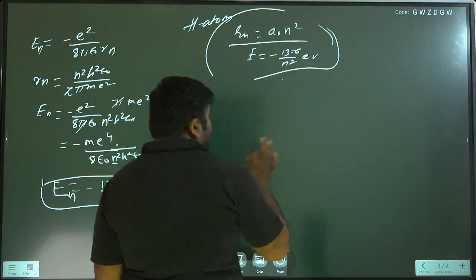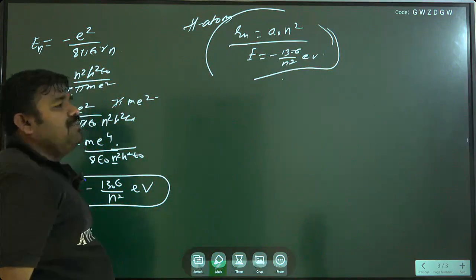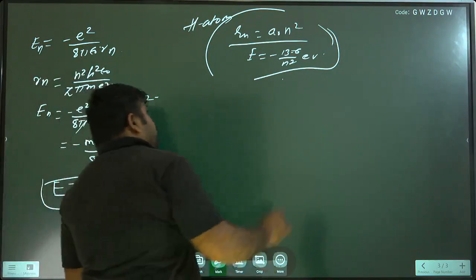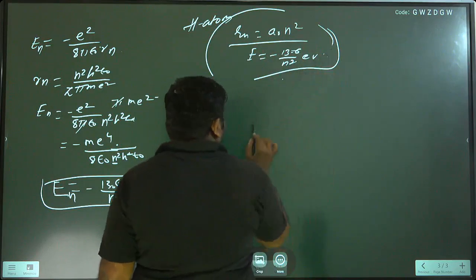EMS में हम ये डिटेल देखेंगे. What is the radius formula? What is the energy formula? यहाँ तो totally important नहीं, यहाँ बस which term is important? R is equal to a naught n square is important, and second one, these two formulas are important.